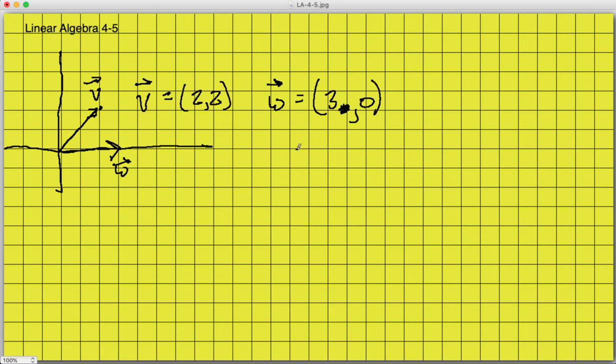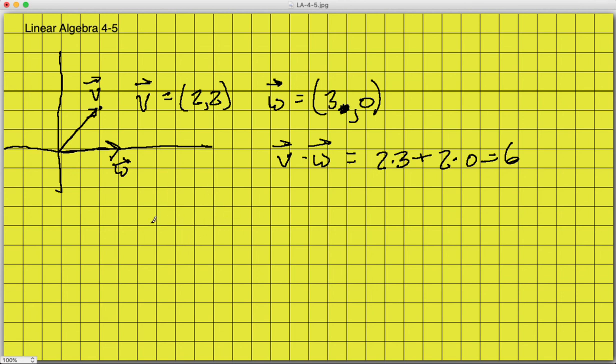Okay, now for example here, if I come over here and I go V dot W, well, that's equal to 2 times 3 plus 2 times 0, and that's equal to 6. Okay, I hope everyone sees that.